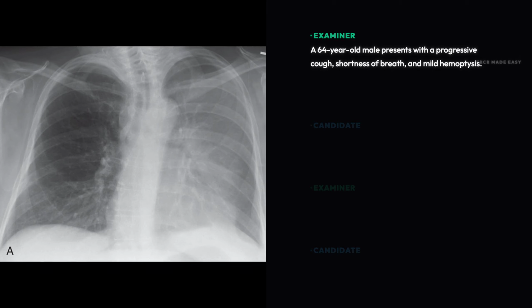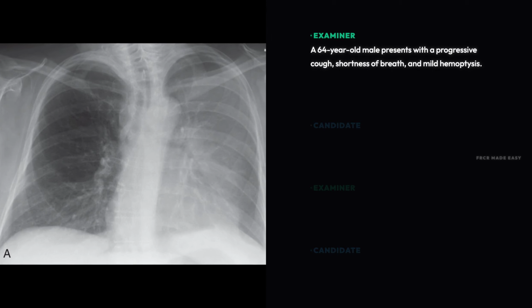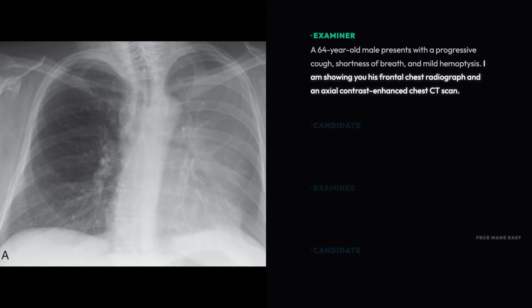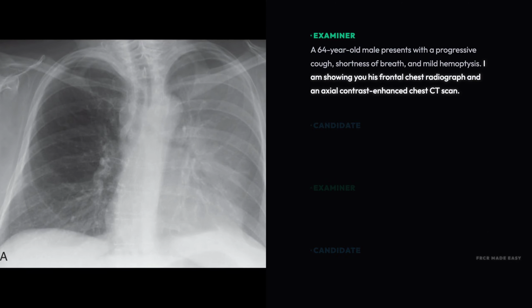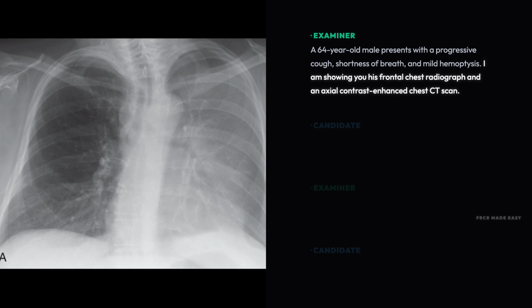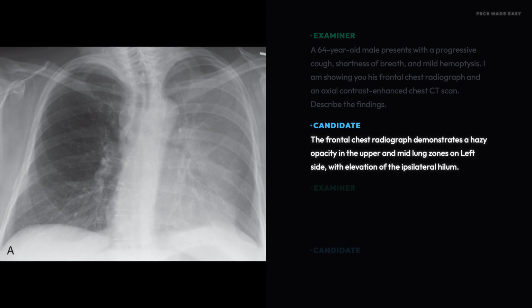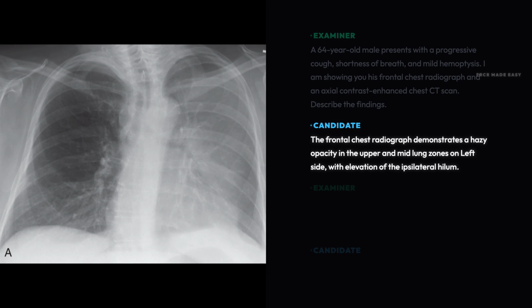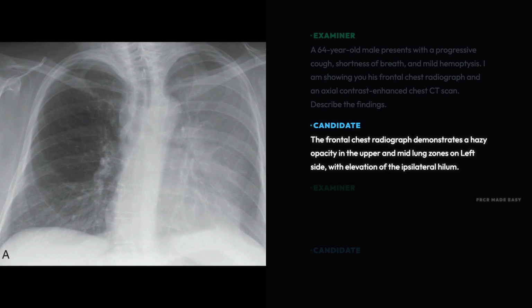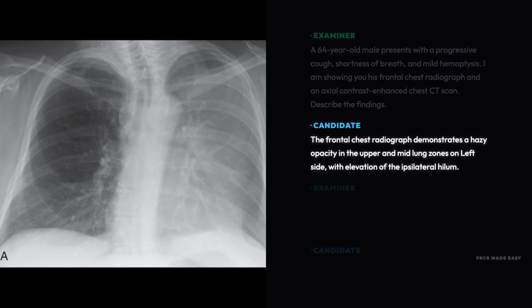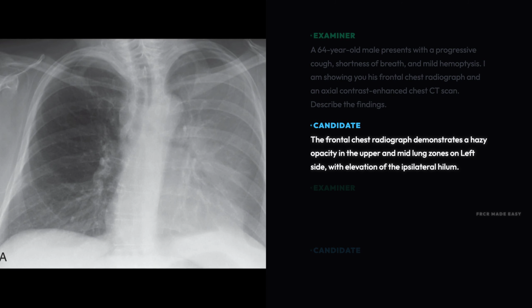A 64-year-old male presents with a progressive cough, shortness of breath, and mild hemoptysis. I am showing you his frontal chest radiograph and an axial contrast enhanced chest computed tomography scan. Describe the findings. The frontal chest radiograph demonstrates a hazy opacity in the upper and mid-lung zones on left side, with elevation of the ipsilateral hilum.